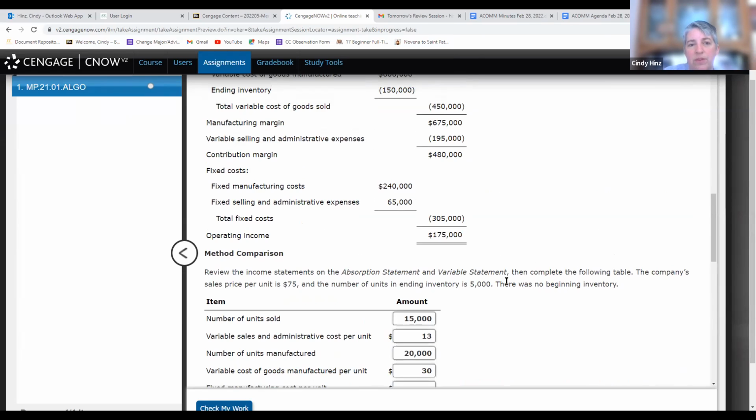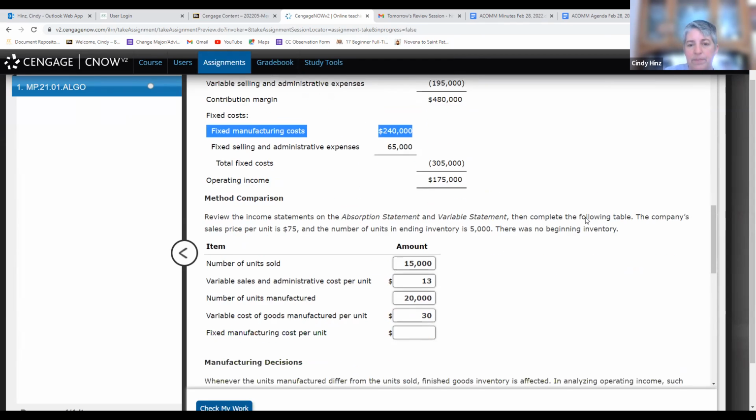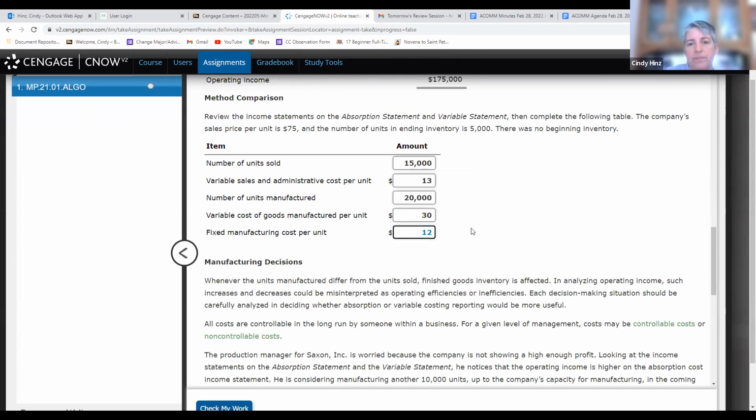And our fixed manufacturing costs of 240,000, again, that's for all 20,000 units that we produced. So $240,000 divided by 20,000 units is a fixed manufacturing cost of $12 per unit. Are we good so far? Yeah. Okay.